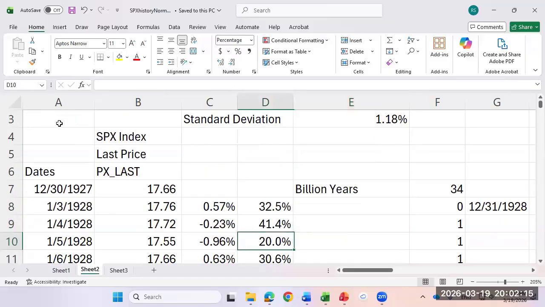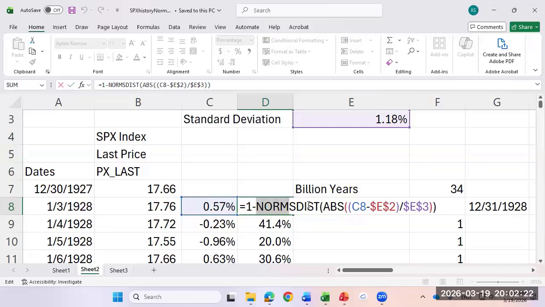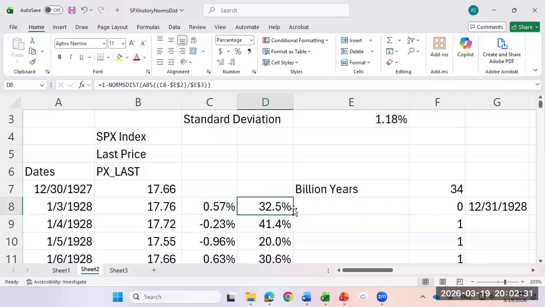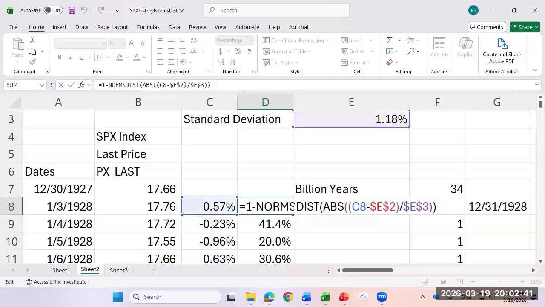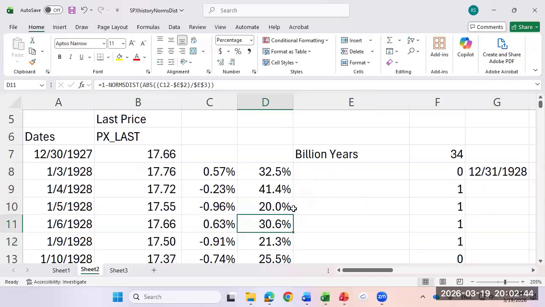So I can look at the probability of any given day by taking 1 minus Norm's dist of the absolute value of the difference from the mean divided by the standard deviation. Essentially what I'm asking is how far is 0.57% from the mean? And I take that and I take the Norm's dist, 1 minus that. What it's saying is 32% of the days are higher than a 0.57% return. 41% of the days are worse than a negative 2.3%. 20% of the days give you a return less than 0.96%.